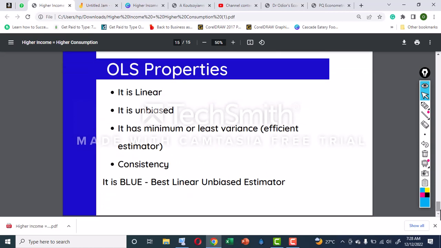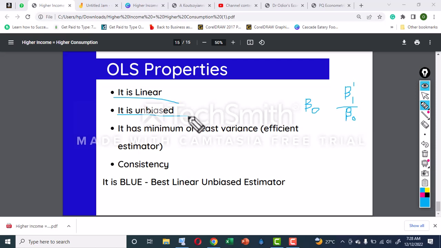So the last but not the least part of this video is OLS properties. What are the properties of OLS? This simply means what are the properties of OLS estimates, and what are the OLS estimates? Those are the betas, beta 0 and beta 1. So what are the properties of these estimates? The first is that they are linear. Remember the linear in parameter rule. It simply means that their highest power is raised to power 1 and they are not dividing or multiplying themselves. So that's the linear rule. They must be linear.